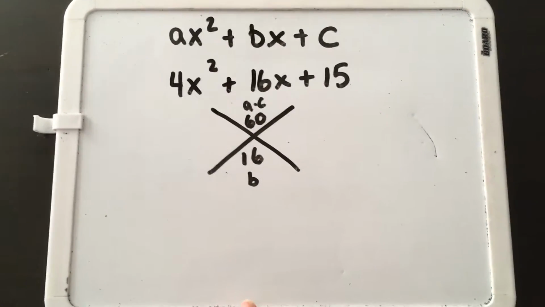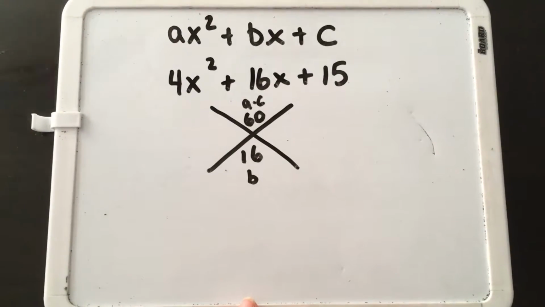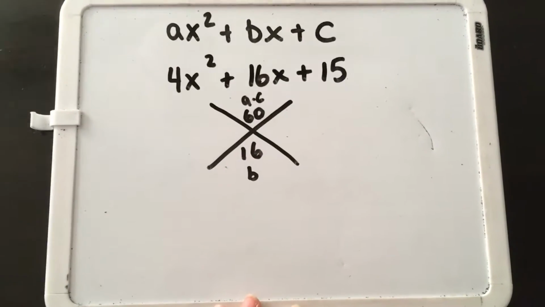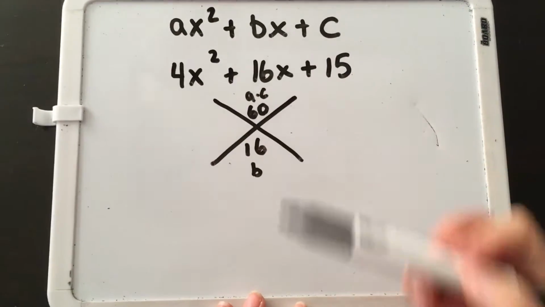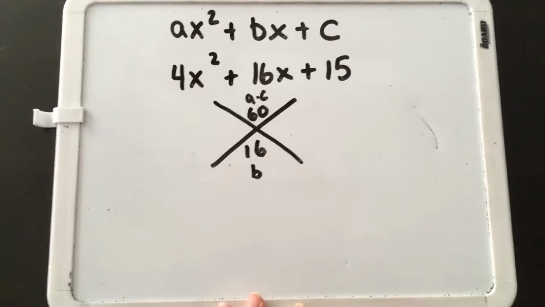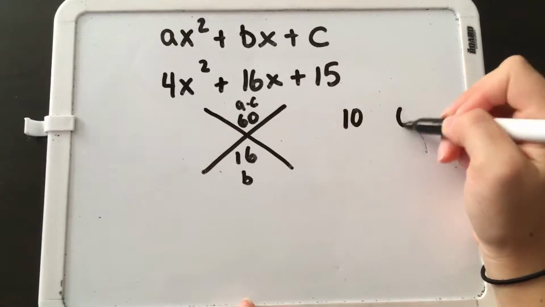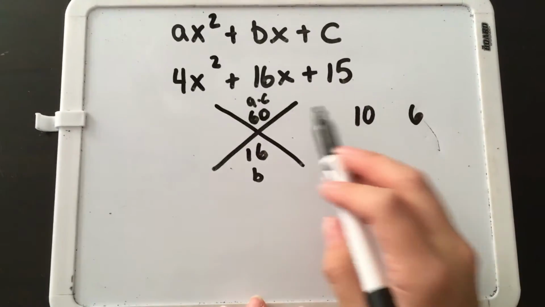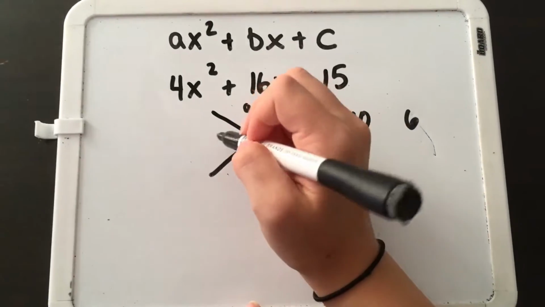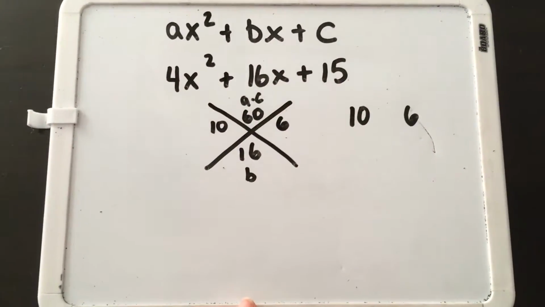We've got a few choices here because 60 has a lot of factors. We can start with 15 and 4, but that's not going to work because 15 plus 4 equals 19, which is not what we need. So when you work through it, the two factors that work here are 10 and 6, because 10 times 6 is 60, and 10 plus 6 is 16. So we can put our terms in our little x.